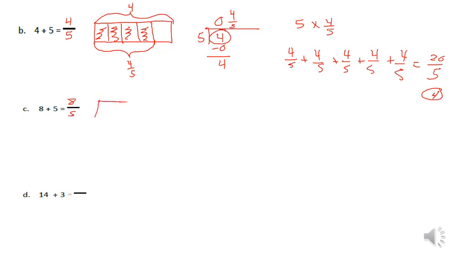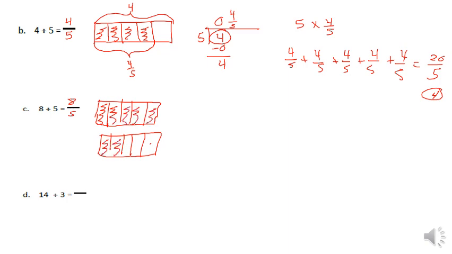Okay, 8/5. Now this already tells us that it's going to be more than one whole. So I'm going to need 2 blocks to represent this. And I'm splitting them into fifths. One, 2, 3, 4, 5. Okay. And we're shading 1, 2, 3, 4, 5, 6, 7, 8/5.